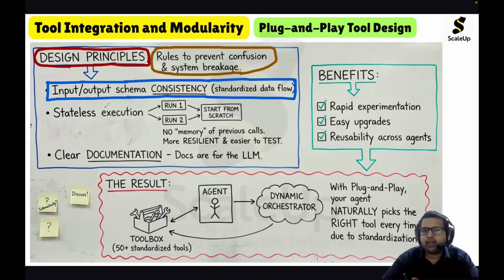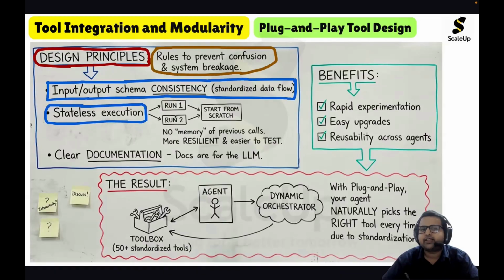Another plug and play tool design principle is stateless execution. This is very important. Plug and play tools should not remember previous calls. Every time it runs, it starts from scratch. That is what stateless execution is. And this is very important because with stateless execution, we can keep the system very simple, with no complications.